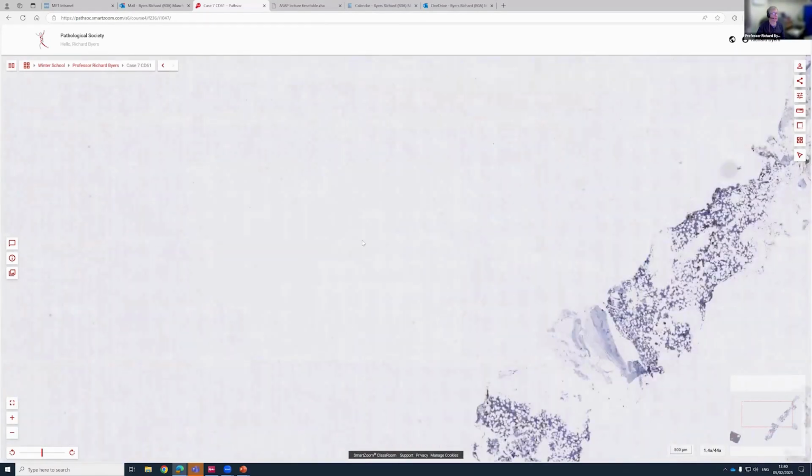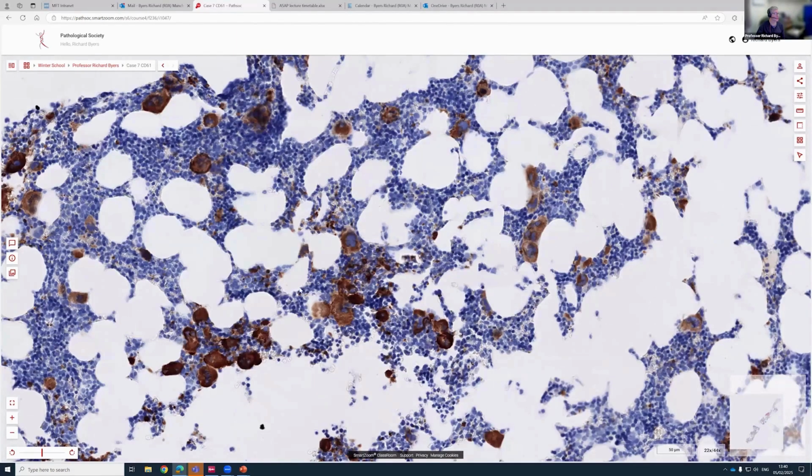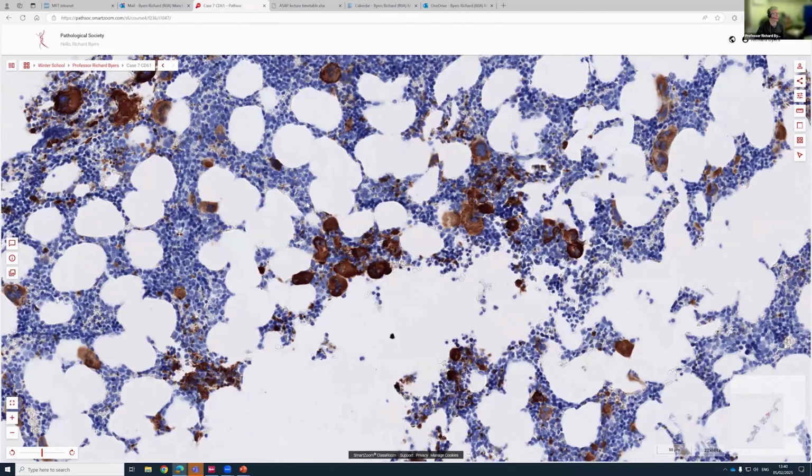There's the CD61. So this highlights the clusters of megakaryocytes. And you can see that the clusters are slightly looser. They're not as packed in as in that first case of myelofibrosis. It's not usually difficult to distinguish early phase myelofibrosis from essential thrombocythemia because megakaryocytes will look different in myelofibrosis. The clusters will be larger, the cells will be more pleomorphic and bizarre.